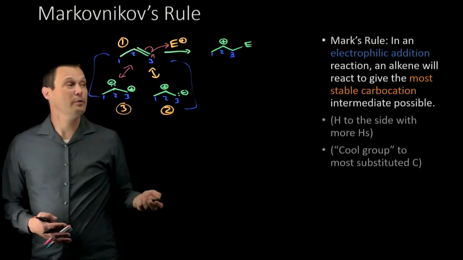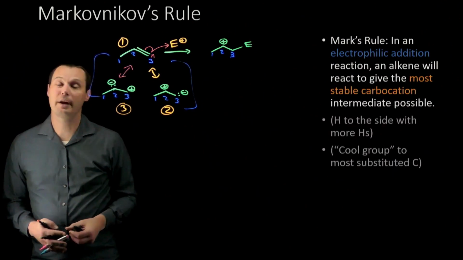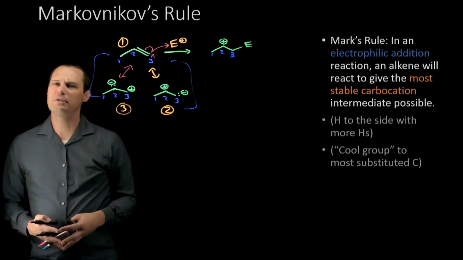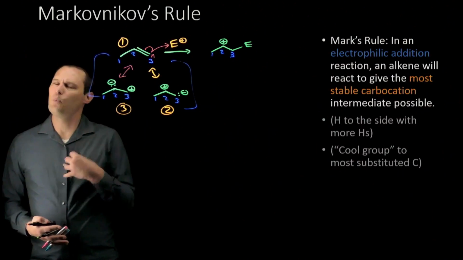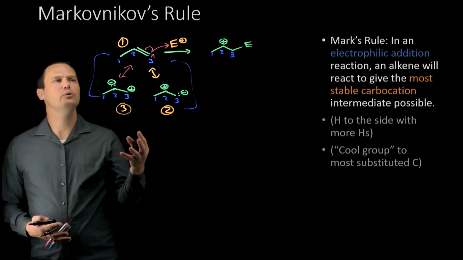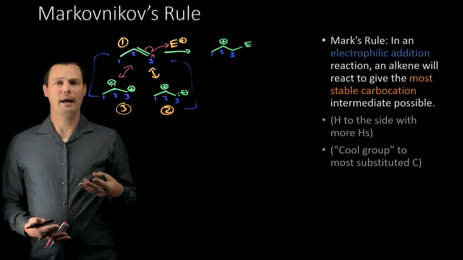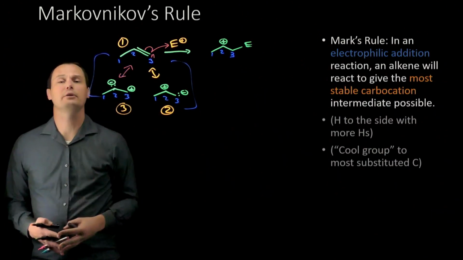Now, there are other mnemonics, there are other ways that people talk about Markovnikov's rule, about where the H's are or where the cool group goes. I don't really care for those mnemonics because mnemonics don't tell you why something's happened. So when you get a new situation or a molecule that looks a little bit different than what you're used to, if you don't understand why Markovnikov's rule works, then you can't really be a true OChemNinja.